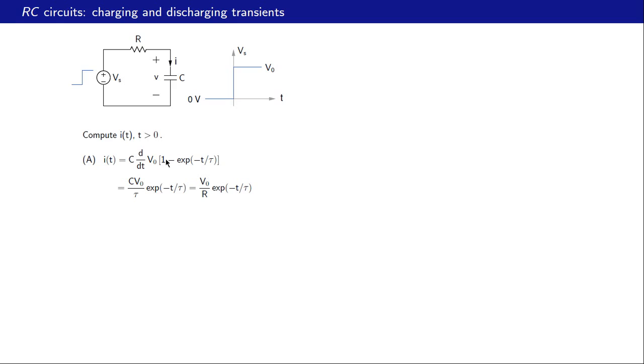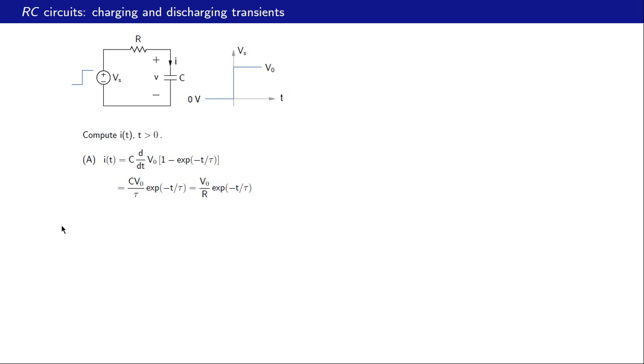This one of course is a constant, so that drops out. Then we get C V0 by tau, that tau coming from this term here, times e raised to minus t by tau, that is V0 by R e raised to minus t by tau, because this tau is equal to R times C, and that C will cancel out and we get V0 over R here.